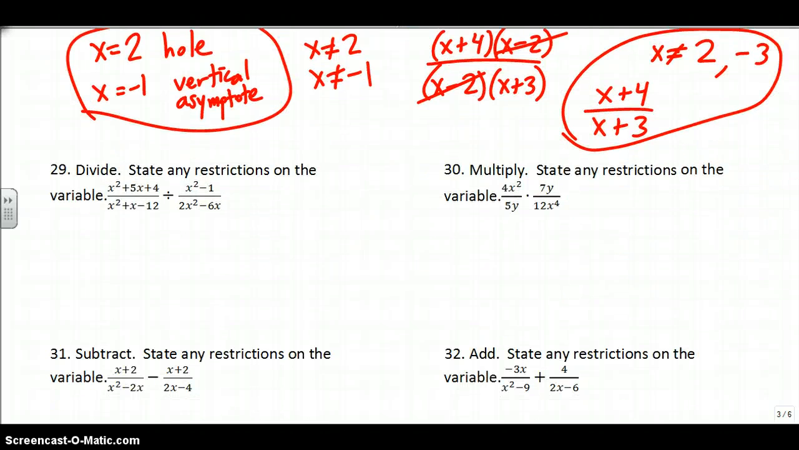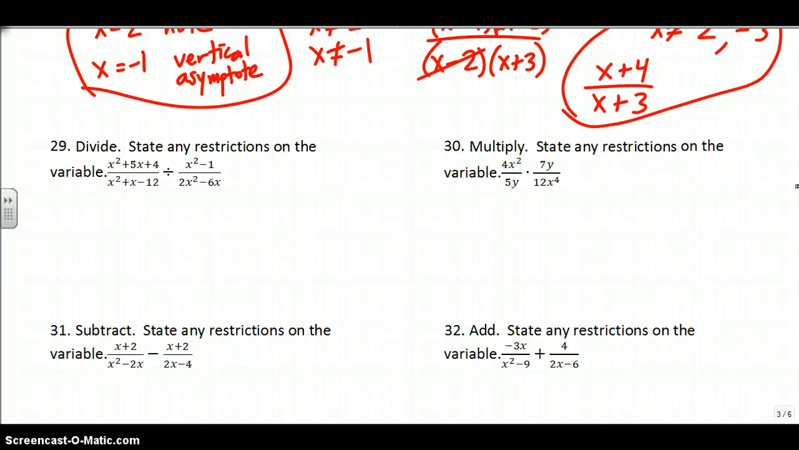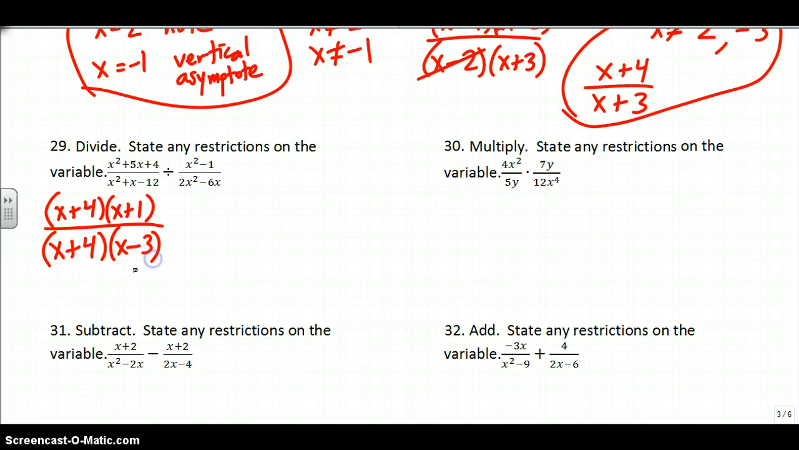29, ooh, division of fractions. Okay, so we're going to have to remember a couple things here. First off, let's go ahead and factor what we can. What multiplies to 4 and adds to 5? Well, that'll be 4 and 1, right? On the bottom, what multiplies to -12 and adds to +1? Well, how about a +4 and a -3?